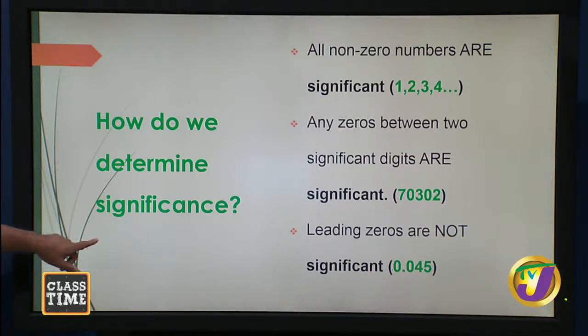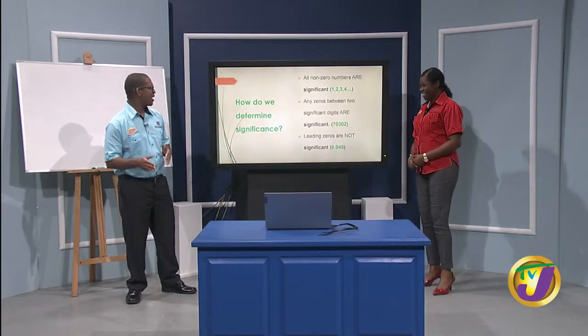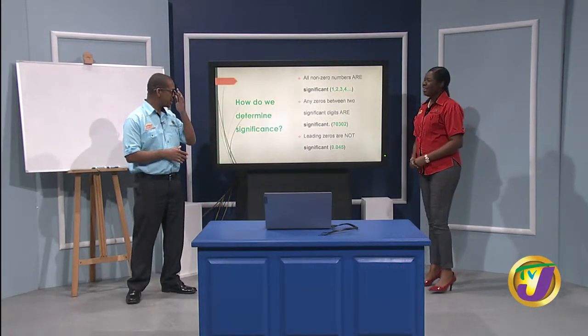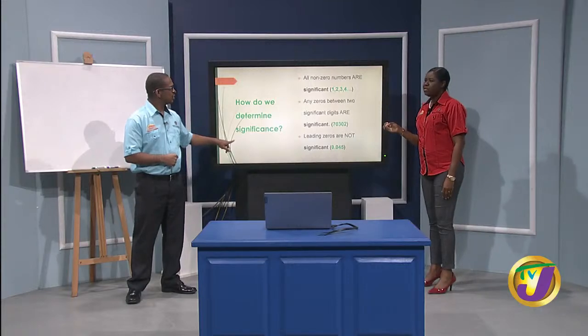Okay. So zero is all over the place. Sometimes it is significant and then sometimes it is not, right? So it is for us to know when it is significant and when it is not. So seeing that zero is significant sometimes and other times it is not, why do we need it sometimes? Why is it significant sometimes?